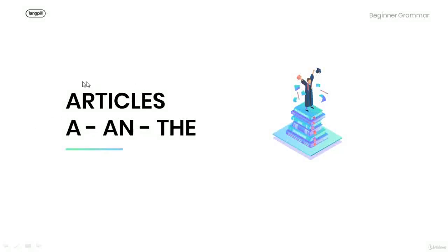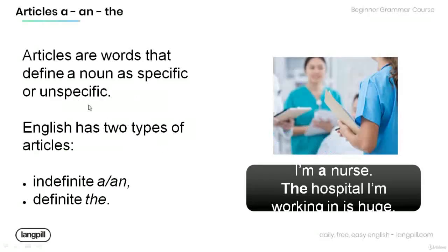Today we are going to talk about articles a, an, and the. Let's get started. Articles are words that define a noun as specific or unspecific. Now, in the English language, there are two types of articles. One is indefinite, a or an, and the other is definite, the.